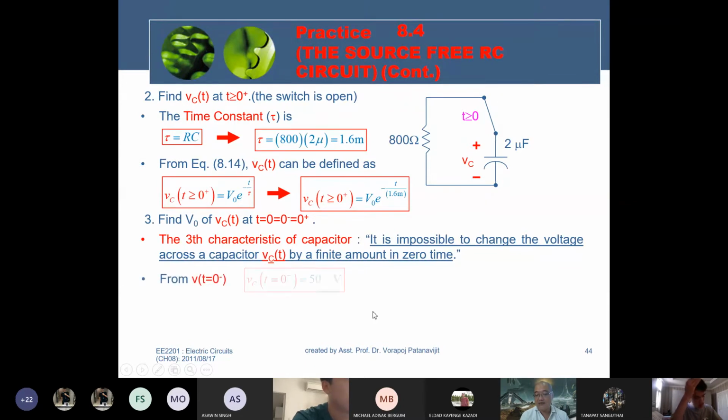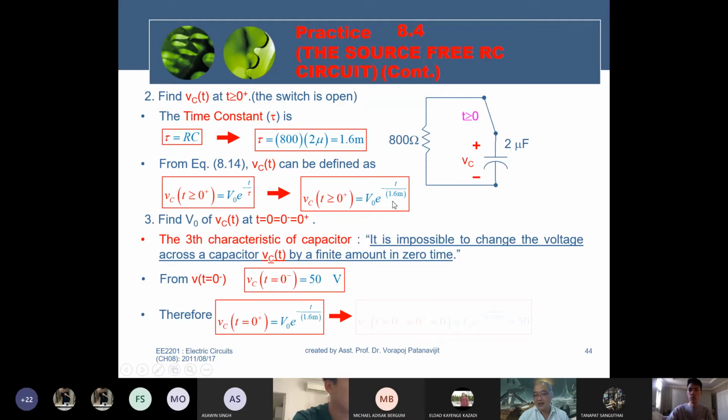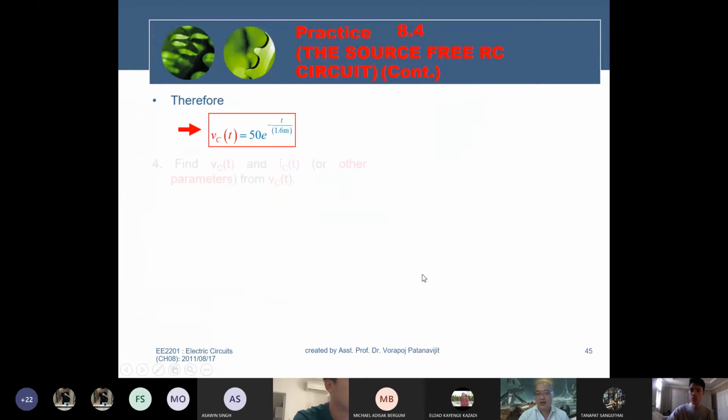Therefore, at 0 minus, before the switch is activated, VC equals 50. After the switch is activated, VC equals V naught e to the power of minus t divided by 1.6 milliseconds. Both are equal, and you substitute t equal to 0 here. e to the power of 0, anything to the power of 0, gives you 1. Therefore, you can conclude that V naught equals 50 volts. You substitute it and get the general form of VC: the capacitor voltage is 50 e to the power of minus t divided by 1.6 milliseconds.